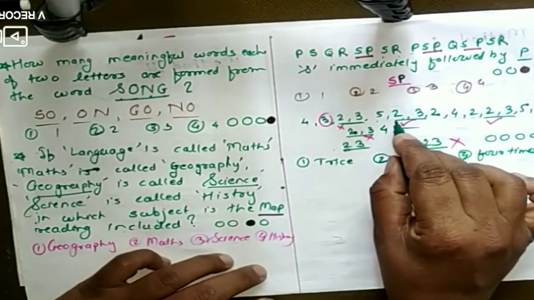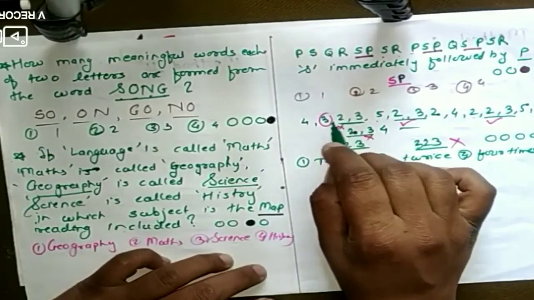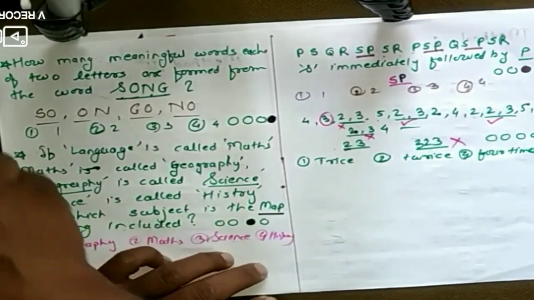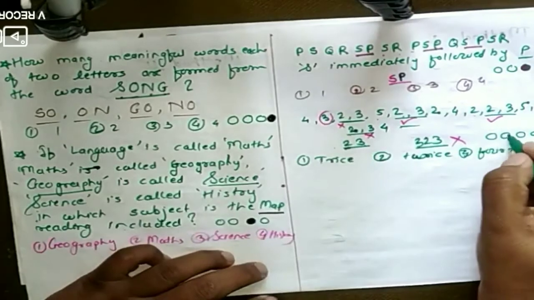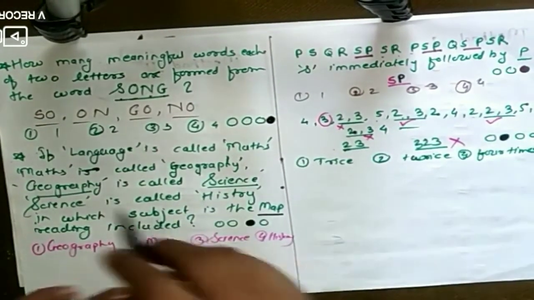2 followed by 3, that is 2 times. 2 followed by 3, 4 times. But if 3 follows 2, then we have to cancel it. So its answer is twice. Twice. So its answer we have to circle. That is the second option, we have to circle from this.